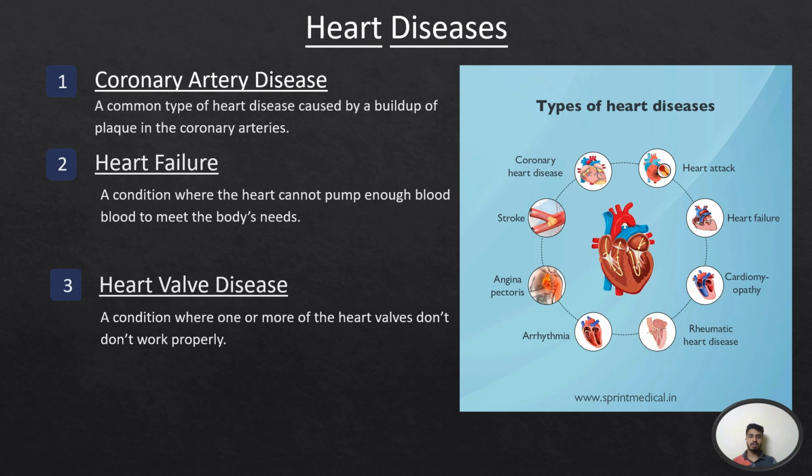Here we are going to learn about the different heart diseases. A few of the heart diseases mentioned here are coronary artery disease, heart failure, and heart valve disease. Coronary artery disease is a common type of heart disease caused by the buildup of plaque in the coronary artery. The coronary artery is the one which supplies the oxygenated blood to the wall of the heart. When this coronary artery gets clogged with plaque, it leads to the heart disease known as coronary artery disease.